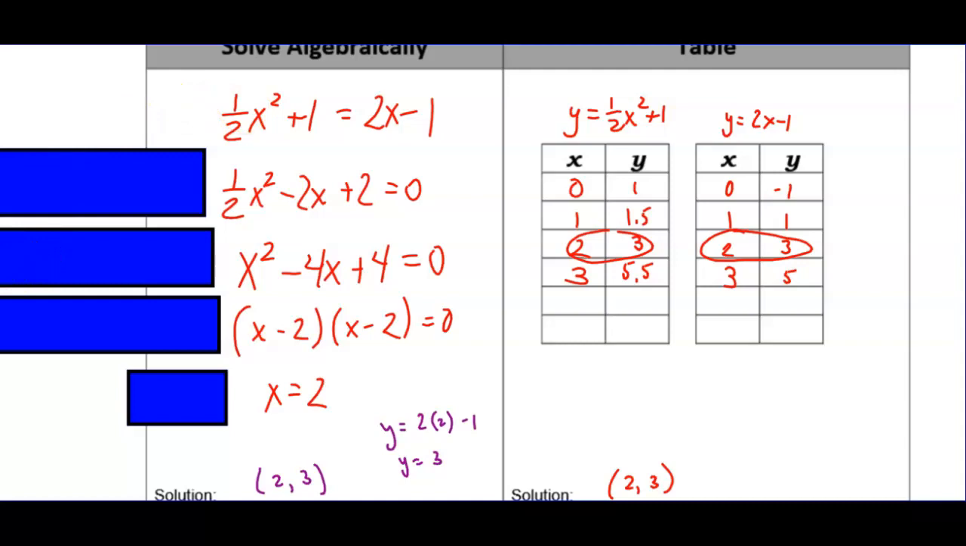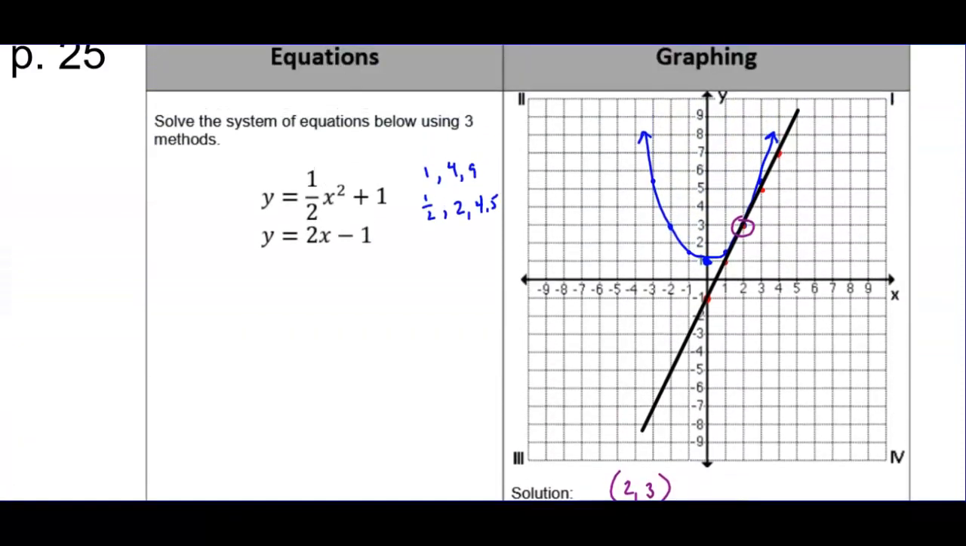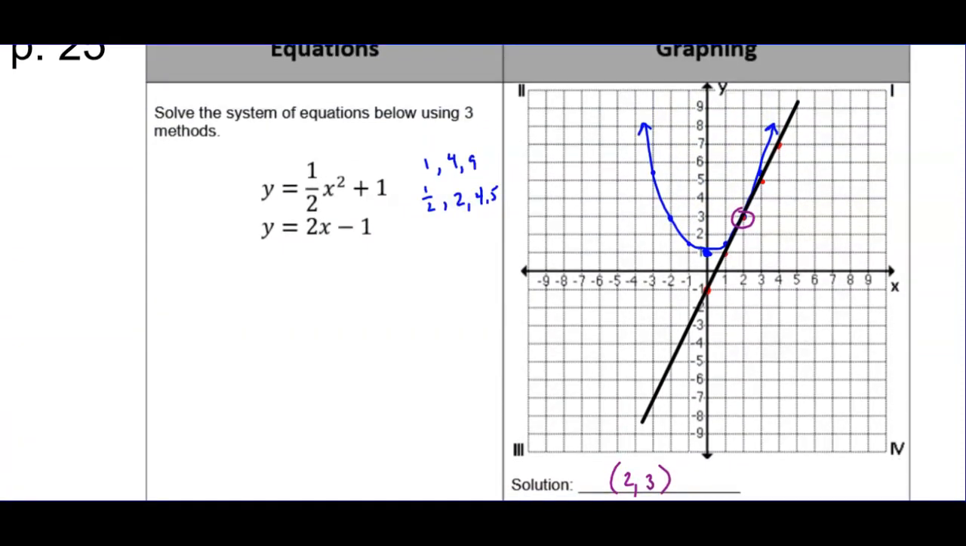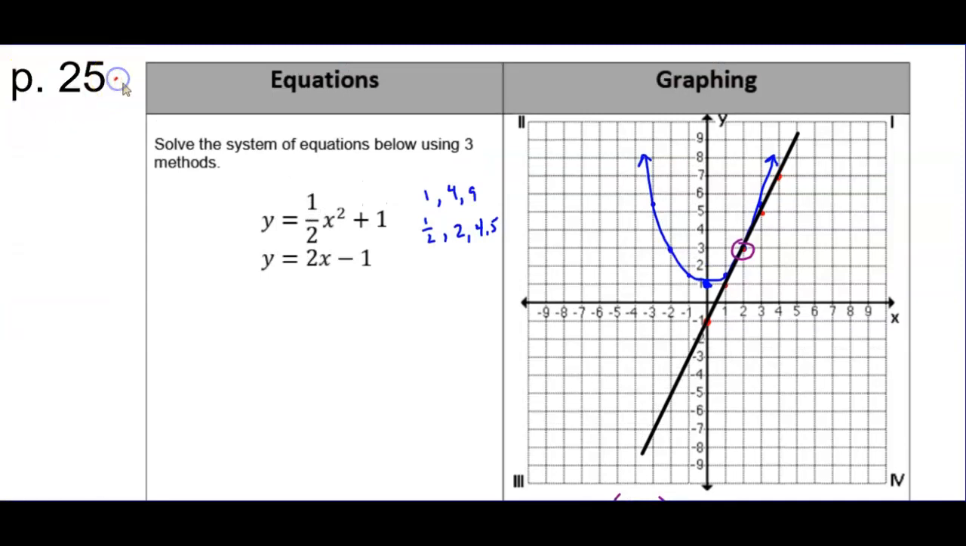So if I were to have a parabola and a line like this example, it's possible that they cross once like this. It's also possible that they cross twice, and it's possible that they miss altogether and cross 0 times. So you could have any of those three scenarios come up.